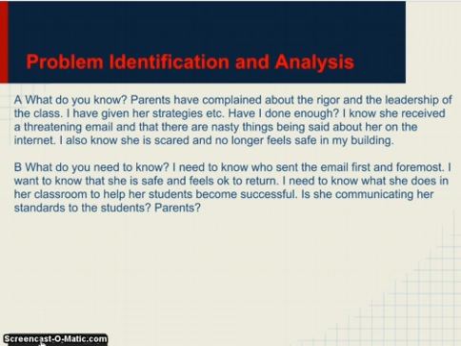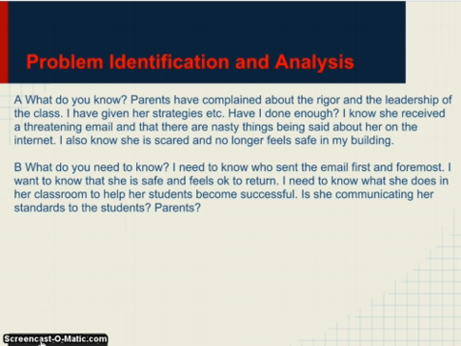But have I done enough is the question I'm asking myself, because I'm getting a lot of emails and phone calls from parents complaining about this young lady. We know that she's received a threatening email and that there were nasty things being said about her on the internet. I also know she is scared, and that's something that bothers me as an administrator. I want my teachers and my students to feel safe when they walk into my building.